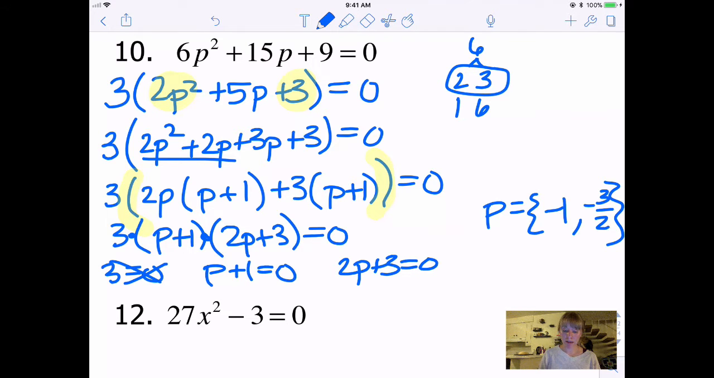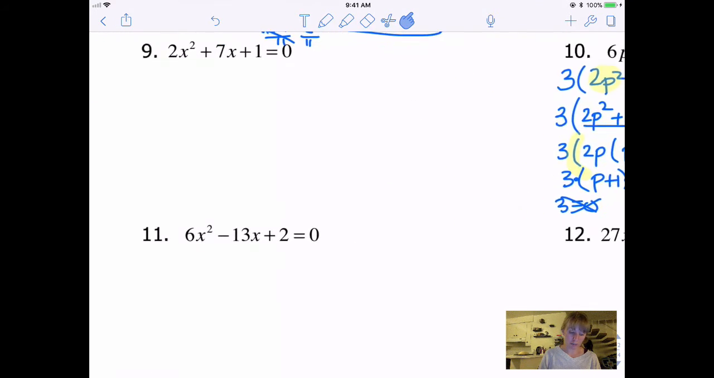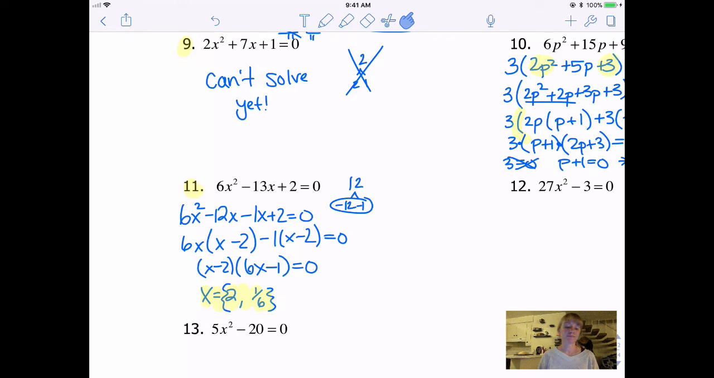If you need to do that math, go ahead and solve that equation. Subtract 3 on both sides, divide by 2 on both sides. But your final answer will be p equals negative 1 and negative 3/2. Now you guys go ahead and try numbers 9 and number 11, please.